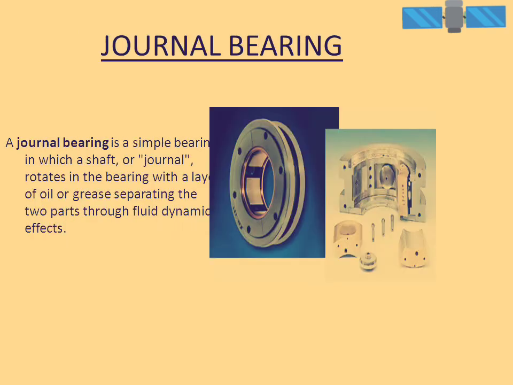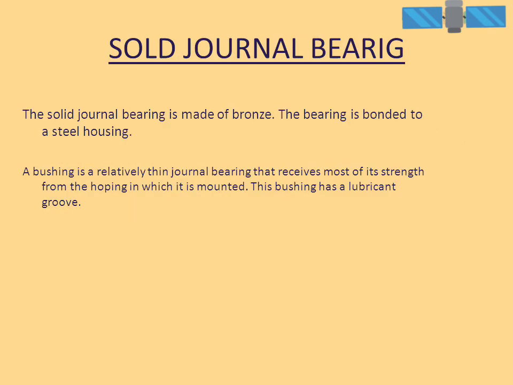Journal bearing. A journal bearing is a simple bearing in which a shaft, or journal, rotates in the bearing with a layer of oil or grease separating the two parts through fluid dynamic effects. Solid journal bearing. The solid journal bearing is made of bronze. The bearing is bonded to a steel housing. A bushing is a relatively thin journal bearing that receives most of its strength from the housing in which it is mounted. This bushing has a lubricant groove.